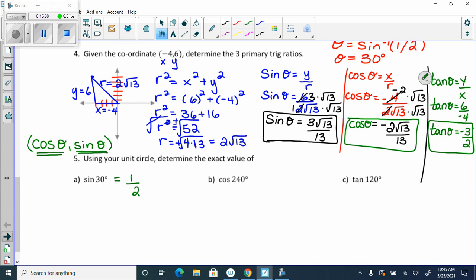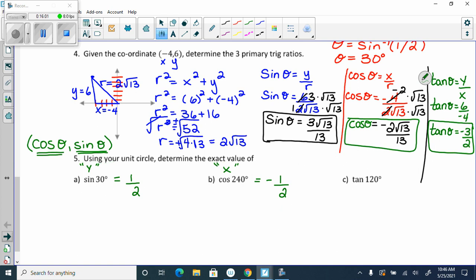Then cos 240. So we go to 240, which is in quadrant 3. Go look for 240. This is the y value. This is the x value. So at 240, what's my x? Negative 1/2, I hope. Okay, everyone got negative 1/2?